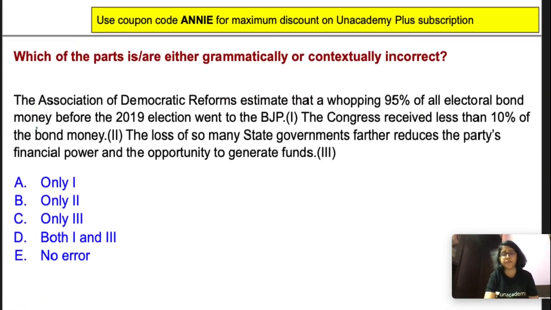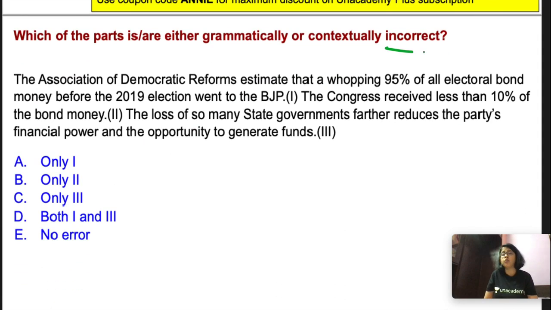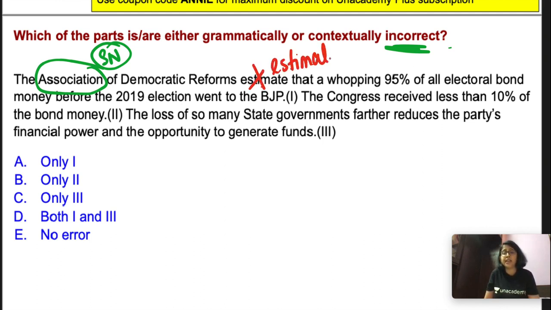Next question. Again you have to find out the incorrect part. The Association of Democratic Reforms estimate that a whopping 95% of all electoral bond money before the 2019 election went to the BJP. Okay. The association of, what is the subject over here? The subject is the association. There is an association of democratic reforms. So this association is a singular noun, so you have to use a singular verb. So estimate is incorrect. Here you have to use estimates.